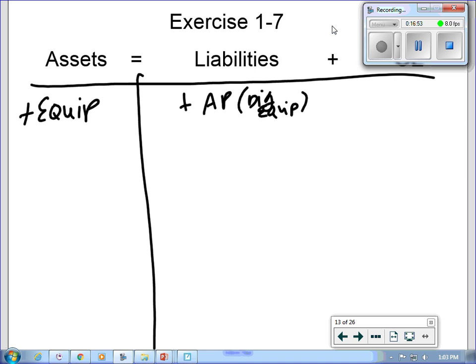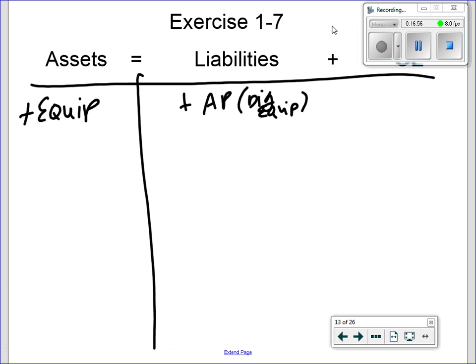Doesn't slow us down. So we did the first one. Let's take a peek at the second one. Paid $4,000 cash for May rent. Minus cash, minus rent expense. Received $17,000 cash from customers who were billed in April. Plus cash, minus AR. Yes, AR. So why can we do a plus and a minus? On the same side. Very good.